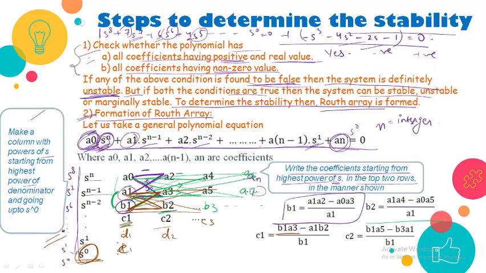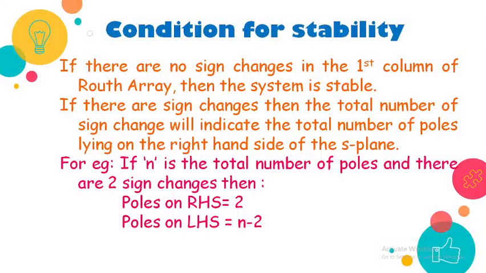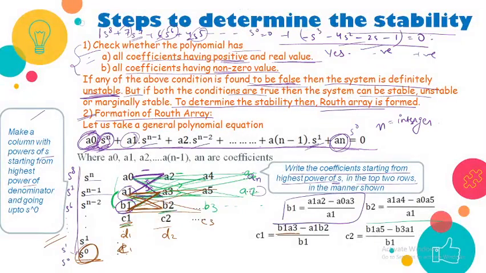Okay, so this is the formation of the Routh array. But our aim was to determine the stability of the system. You learned how to make the Routh array, but how do you find the stability of the system? The condition for stability using the Routh array is that if there are no sign changes in the first column of the Routh array, then the system is stable. Here you can see the complete Routh array we made, and all are coefficients, hence you will get some numerical values.